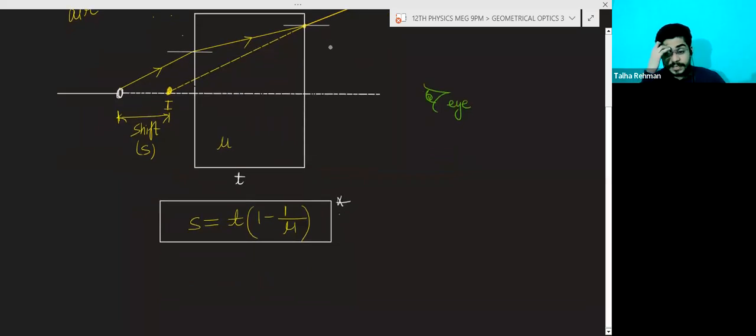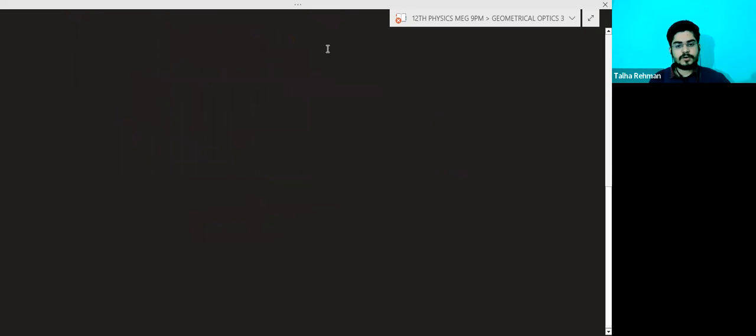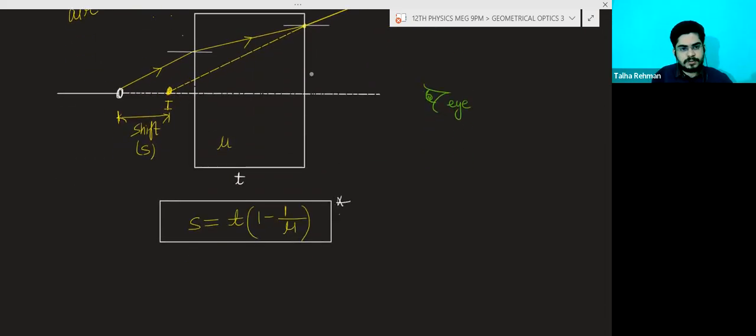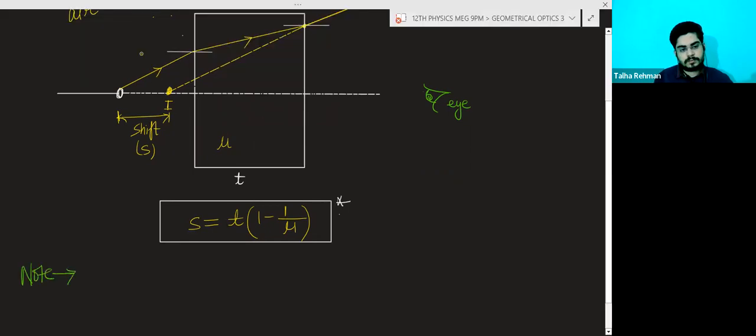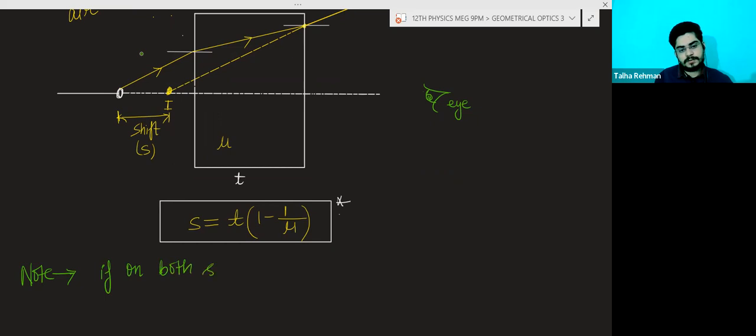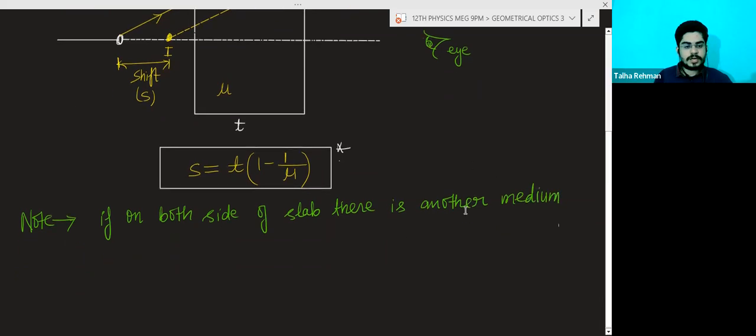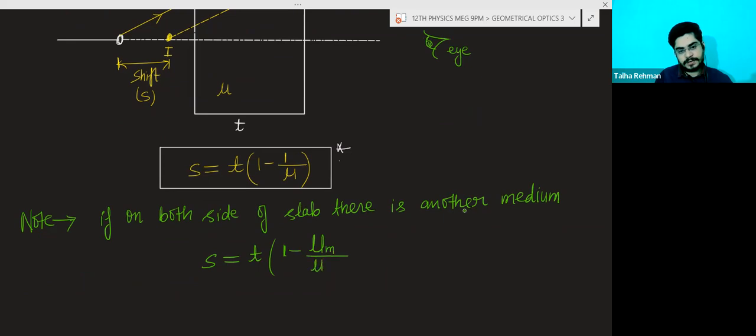If on both sides of the slab there is another medium, then you can write the shift will be T multiplied by 1 minus the refractive index of that medium divided by the refractive index of the slab.